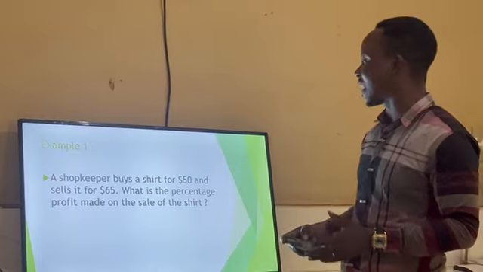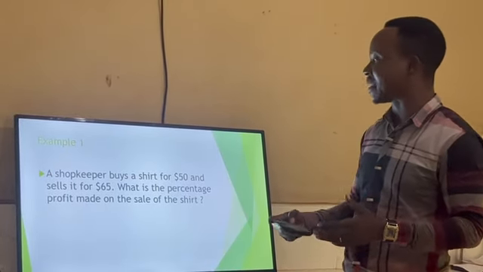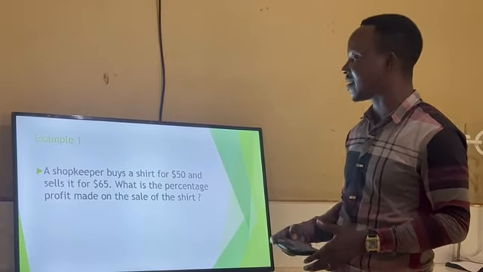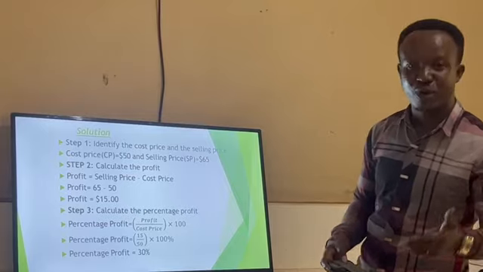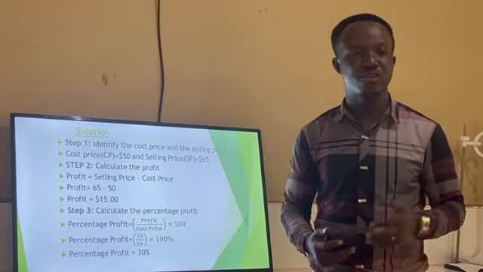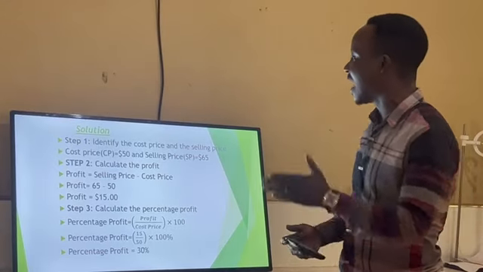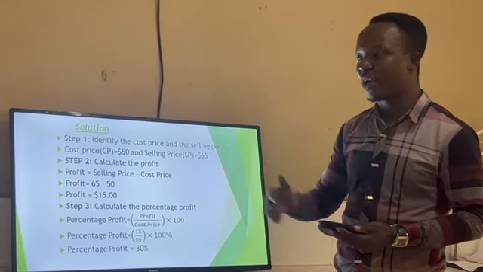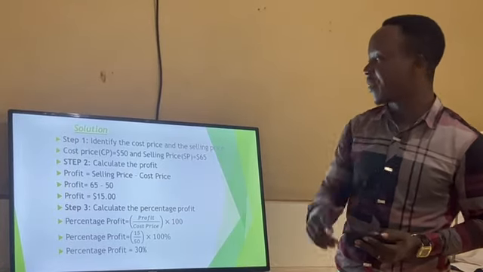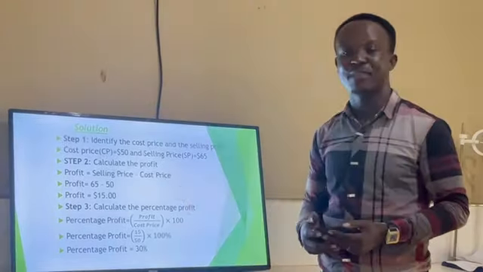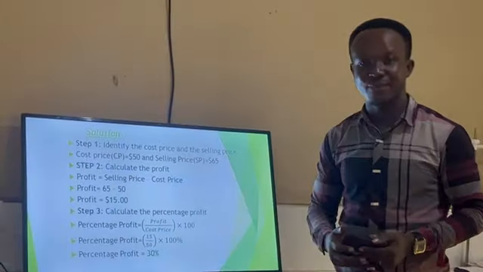Let's look at how we are going to apply this formula. A shopkeeper buys a shirt for $50 and sells it for $65. What is the percentage profit made on the sales of the shirt? Let's all solve it. We are going to follow these steps. The first step is to identify the cost price and the selling price. Knowing that, you will be able to find the profit. So, from the question, what is the cost price? Yes, Adwa, very good, $50. What is the selling price? Yes, coffee, very good, $65.